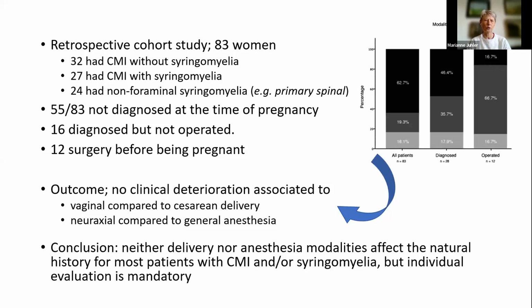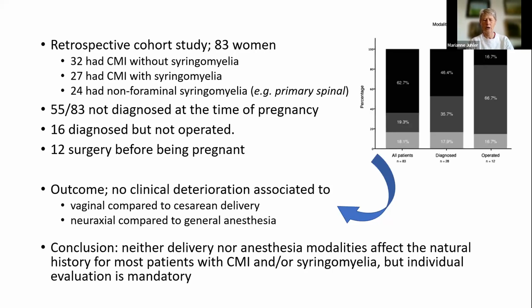Syringomyelia associated with a Chiari condition, and 24 had hydro or Syringomyelia, which was non-foraminal, meaning that it was not associated with the Chiari conditions. It's interesting that more than half of them had actually not been diagnosed at the time of pregnancy, so they were diagnosed later. But of the women who had been diagnosed before pregnancy and delivery, 16 had not been operated, and 12 had had surgery before being operated.